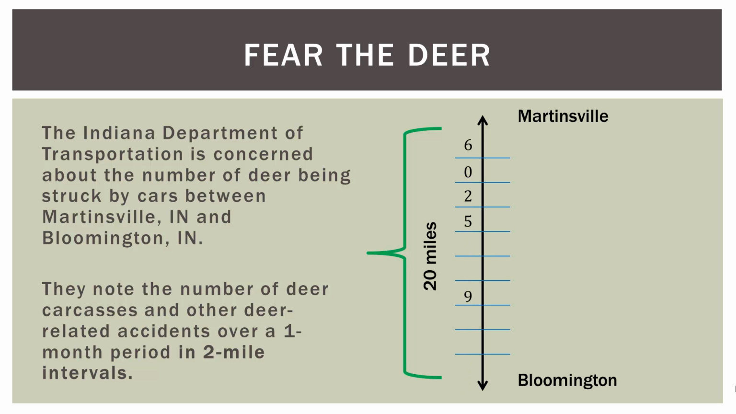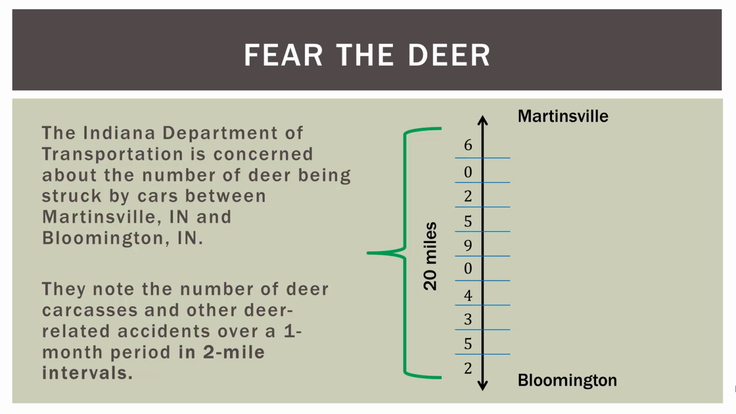In the first 2-mile segment, they recorded 6 incidents. In the next 2-mile segment, there were 0. In the next 2-mile segment, 2. Then 5, 9, 0, 4, 3, 5, and 2. So that is the data they recorded.